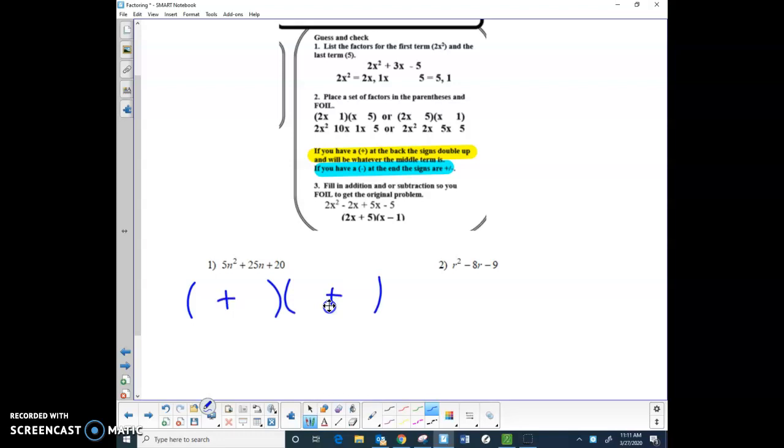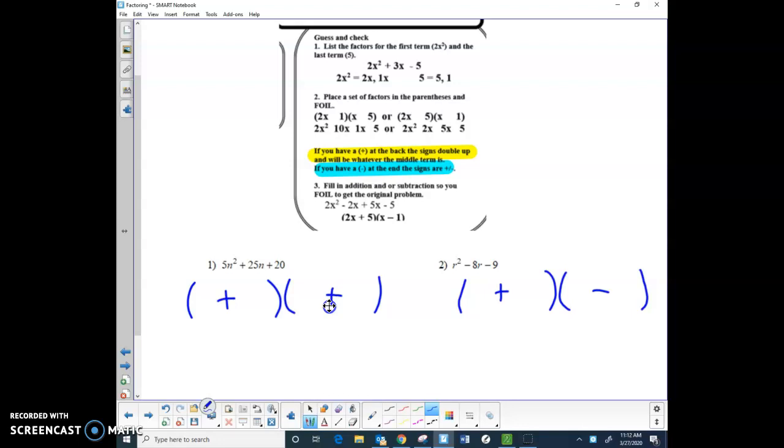All right, if I have a negative, this means one of my signs is going to be positive and one of them is going to be negative, because remember, I'm multiplying these back terms, these end terms. If I multiply a positive and negative, I'll get a negative. If I multiply a positive and positive, I'll get positive. If this 25 in the middle was negative, both these signs would have to be negative. So if I multiply them together, I get a positive.